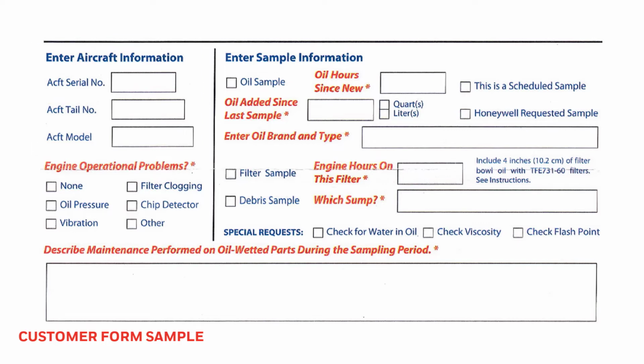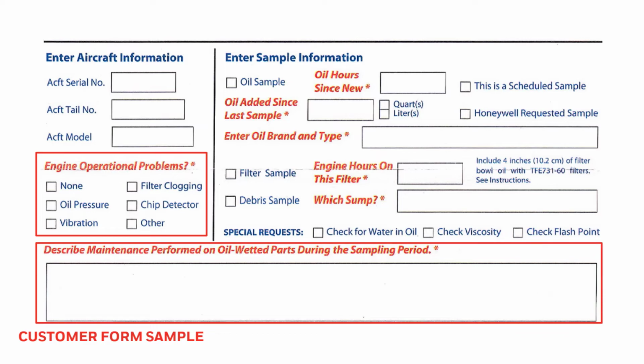Honeywell encourages and highly recommends customers to fill in correct information for the engine operational problems and maintenance performed sections. Correct and accurate information in this section will help Honeywell to understand when the maintenance was done, whether there are any operational problems due to which we are seeing a bad SOAP, or when the fuel pumps were changed last time, or whether it is a scheduled or unscheduled SOAP analysis request, etc.